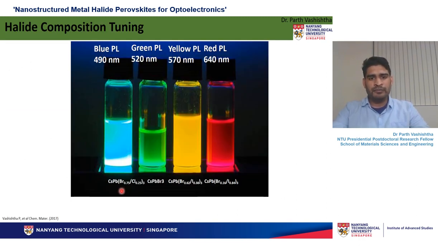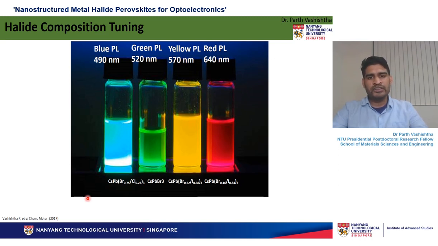We basically mixed the bromine-chlorine alloy and made some cesium lead bromine chlorine blue emission, green emission, then we add iodine and get red and orange emission here. And that is the biggest advantage of these perovskite nanocrystals, that you can have the advantage of quantum confinement, but also the advantage of halide composition tuning. And that gives us nanocrystals with emission over the entire visible spectrum.